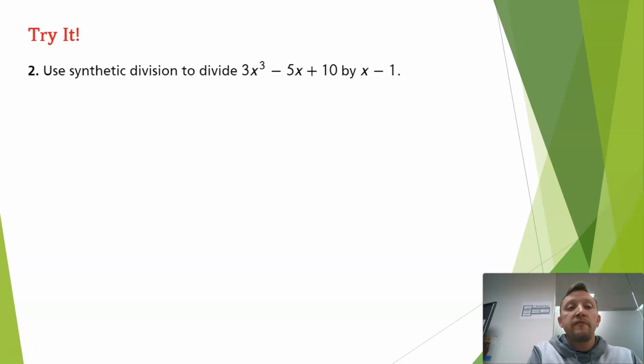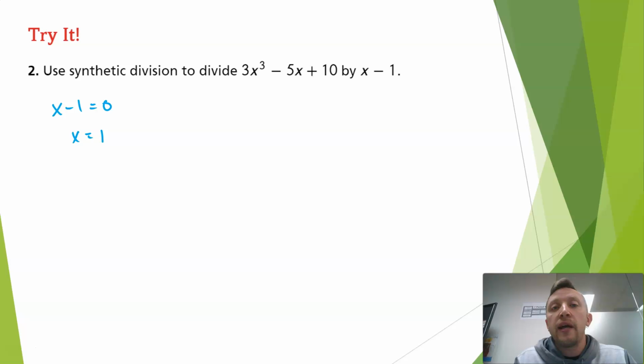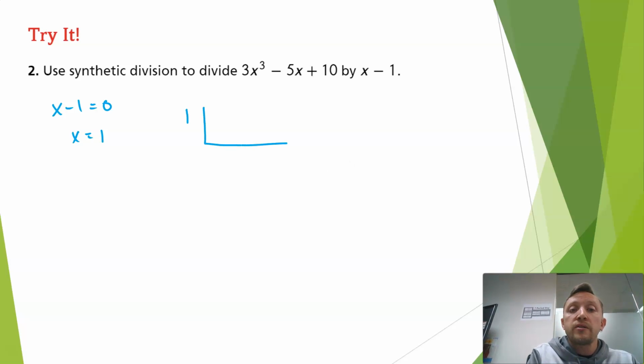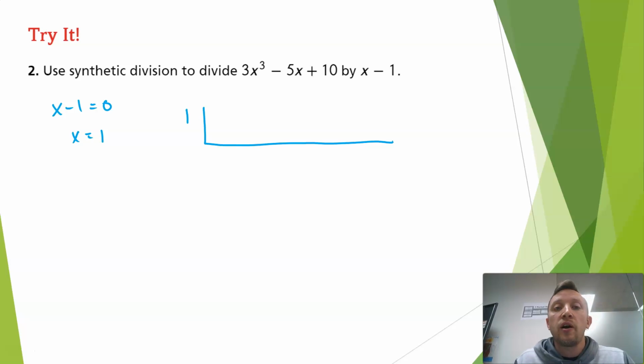So our first step is to find our 0. If you want to do it the long way, I mean, you'll get the hang of it where you can just look at it and find the 0. But I don't want you to think the 0 is -1. Don't make that mistake. If we set x minus 1 equal to 0 and we solve that, we would get x equals 1. So our 0 is 1, so that's for our divisor. So that's what we're going to start out with.